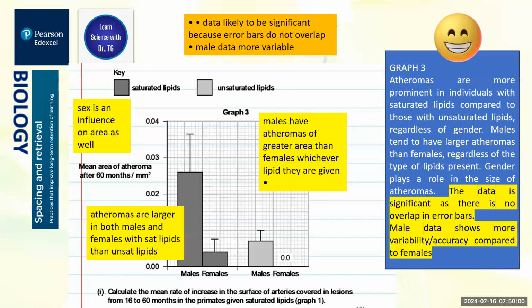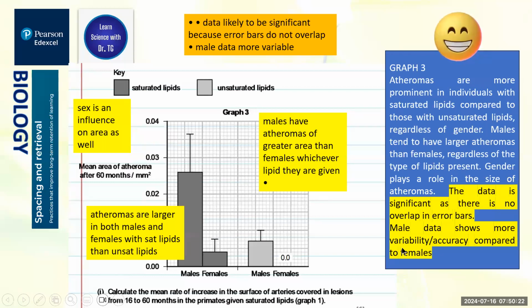For graph 3, atheromas are more pronounced or more evident in individuals with saturated lipids compared to those with unsaturated lipids, regardless of gender. Males tend to have a larger atheroma than females, regardless of the type of lipid present. Gender plays a role in the size of atheroma. The data is significant as there is no overlap in error bars.